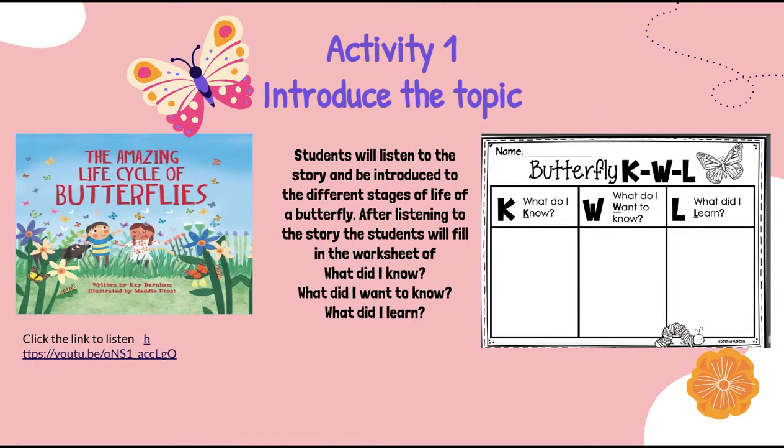For activity 1, we're going to introduce the topic and together the class will read The Amazing Life Cycle of a Butterfly. And if you don't have the book on hand, I provided a YouTube link below. Students will listen to the story and be introduced to the different stages of the life of a butterfly. After listening to the story, the students and the teacher in the class will discuss what they already know about a butterfly, what they want to know about a butterfly, and what they learned. And after the class discusses this all together, the teacher will then provide a worksheet where the students are able to illustrate or write their findings and be able to express what they've learned.